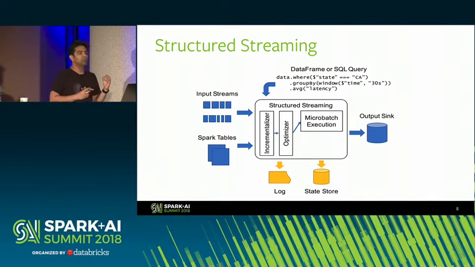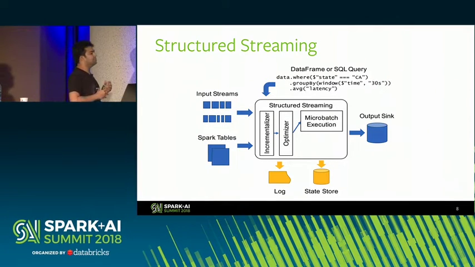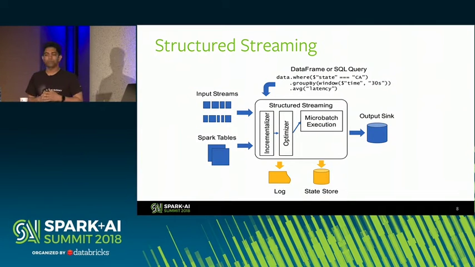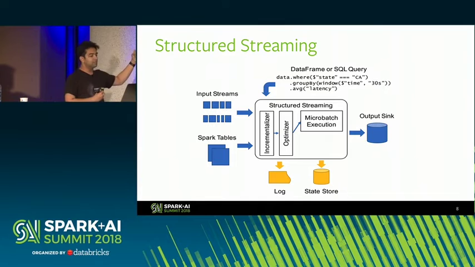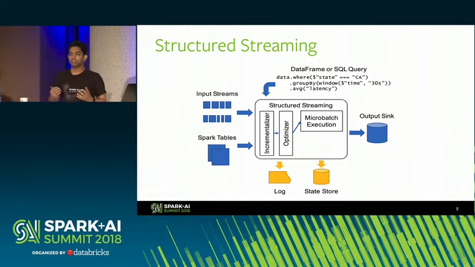So to be more concrete, structured streaming in 2.0 had something like this, in which the user could write a query using the data frame API or a SQL API. In this specific case, I have a data frame in which we are doing a filter on a state, then grouping by a time window of 30 seconds, and then computing some average latency on that window. It does not matter whether the query is referencing input streams or static tables. Spark would come up with a plan, go through the incremental planner and the catalyst optimizer, and at the very end, it gets executed on the micro-batch execution engine.